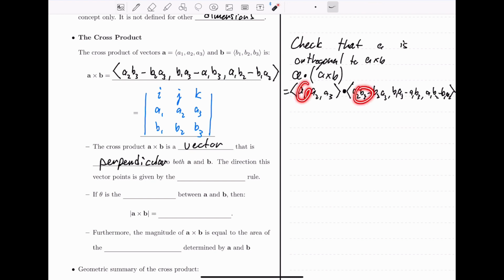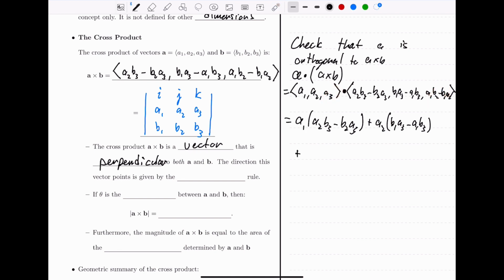Multiply the corresponding components together now. We're doing a dot product because we want to check that A is actually perpendicular to A cross B. So A times the first component, we have A1 times A2B3 minus B2A3, plus A2, second components multiplied together, times B1A3 minus A1B3. Finally, we take the third component, multiply that by the third component of the cross product, and we add together A3 times A1B2 minus B1A2.